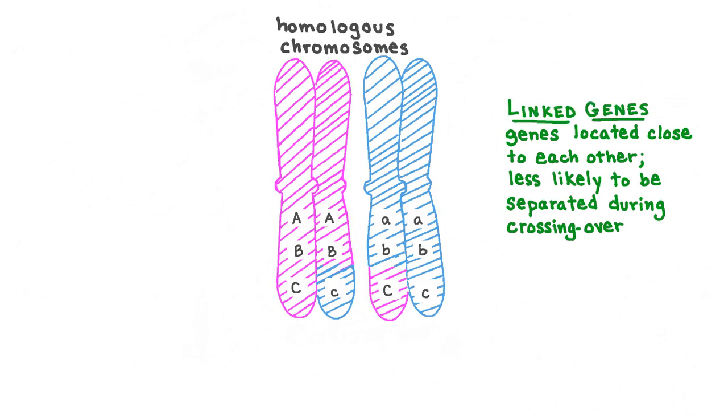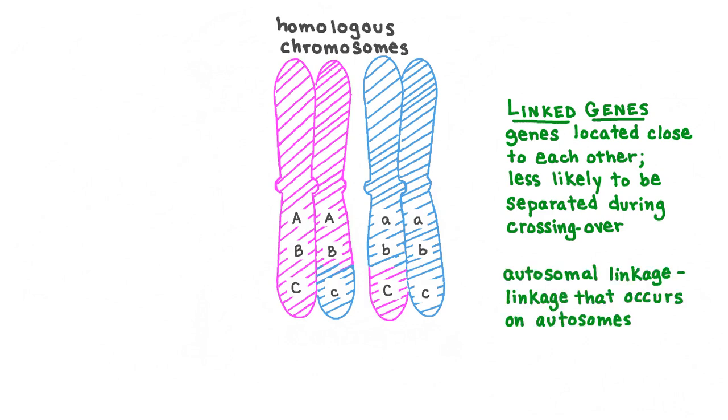Such genes that are located very close to one another are called linked genes. Chromosomes are microscopic structures that carry hundreds of genes, so linked genes are actually far closer together than they have been drawn here. Autosomal linkage is when linkage occurs on autosomes, rather than on one of the sex chromosomes.